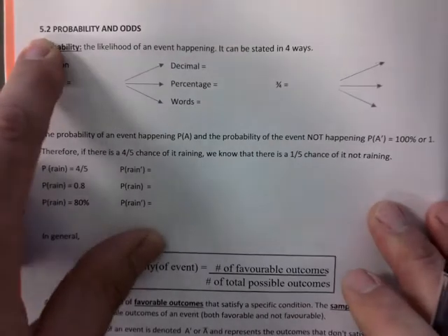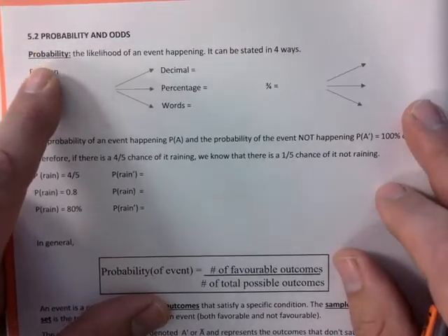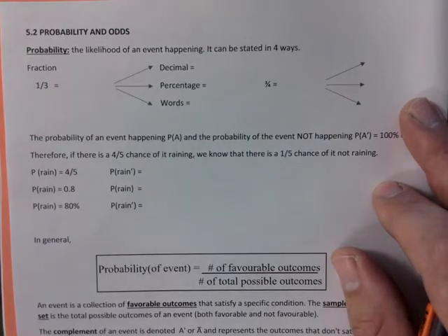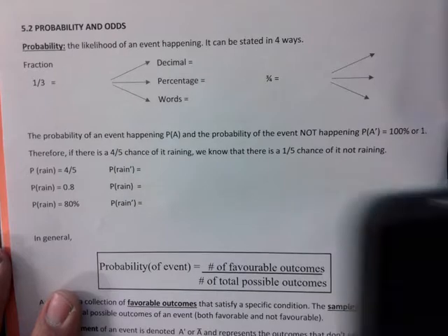So you're like, what happened to 5.1, Mr. Dirksen? 5.1 in the book is kind of just exploring probabilities and odds. So we jump right into just working with probability and odds. Okay. Have a calculator ready as well.